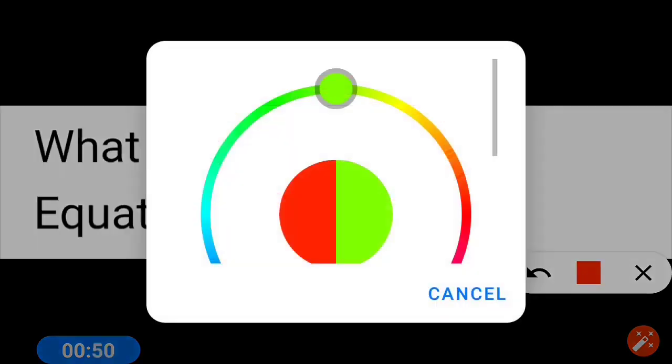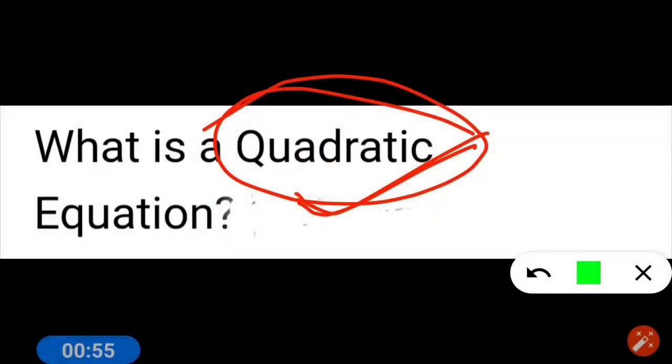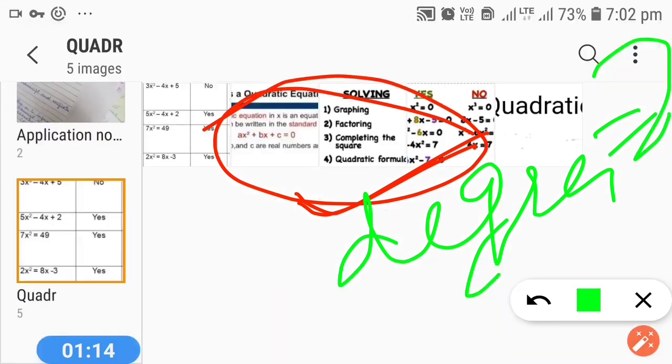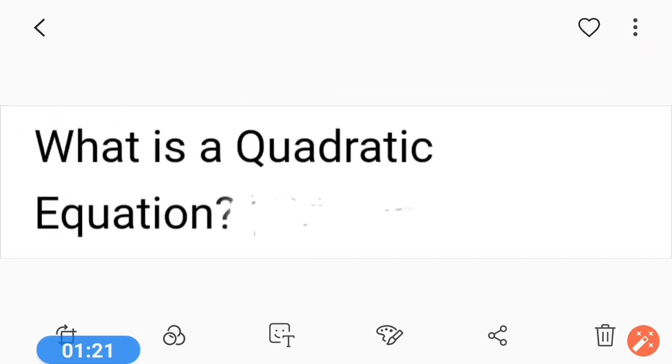What does it mean? It means when the degree is 2. If you are talking about a quadratic polynomial, it should have degree 2, and if you are talking about a quadratic equation, it also has degree equal to 2. So note this point down: for a quadratic equation, the degree must be 2.